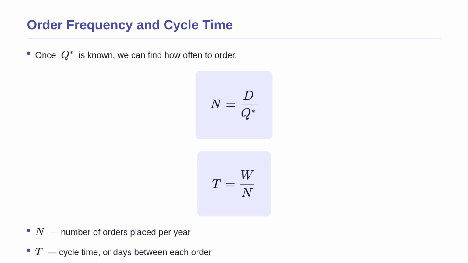Second is the cycle time, denoted as T. By dividing the total working days in a year, W, by N, we find exactly how many days your inventory will last before hitting 0. This translates a yearly frequency into a daily schedule.